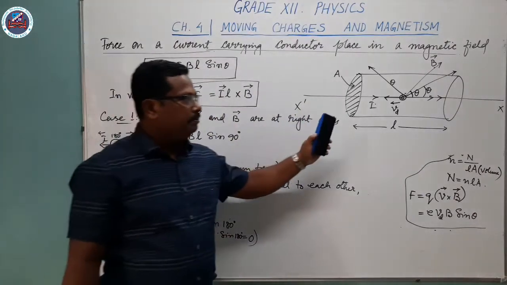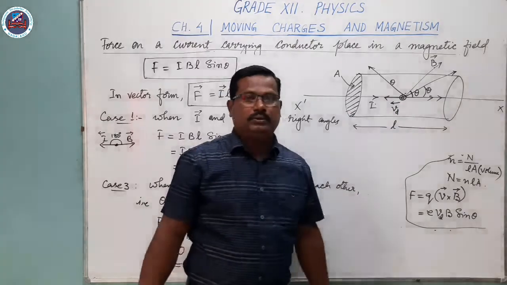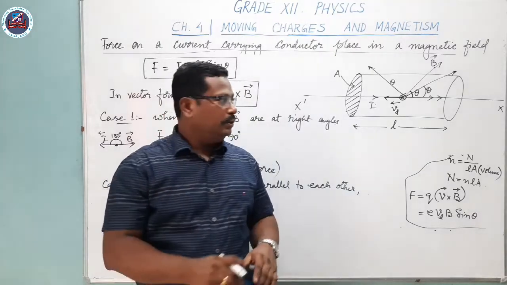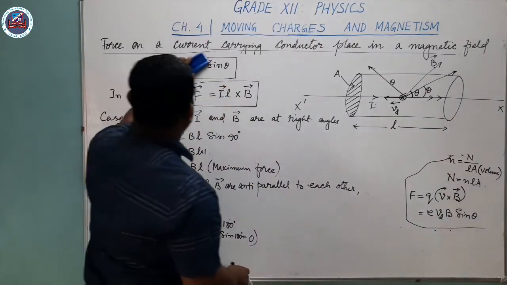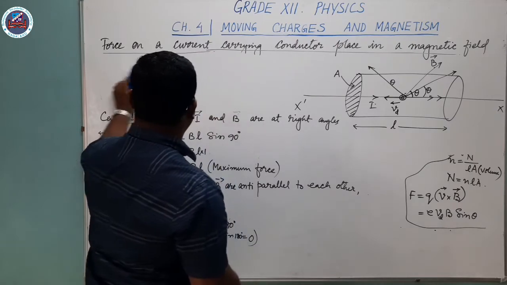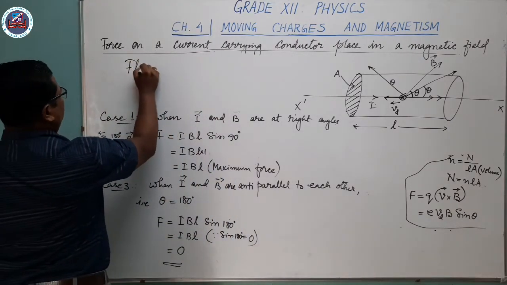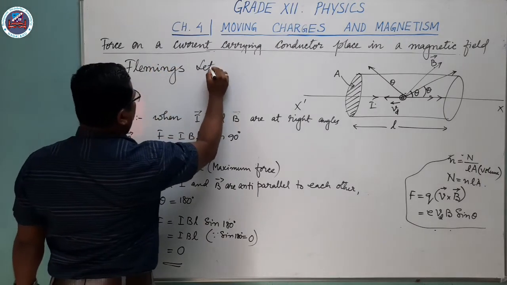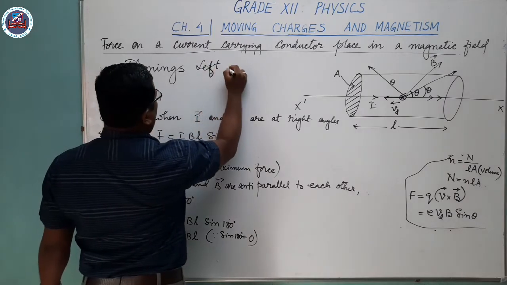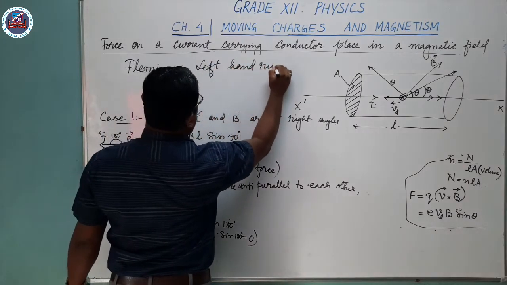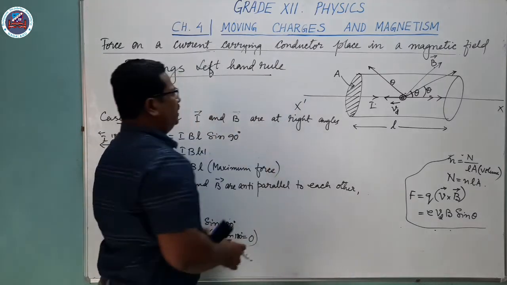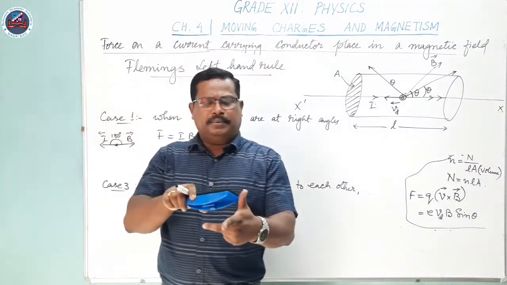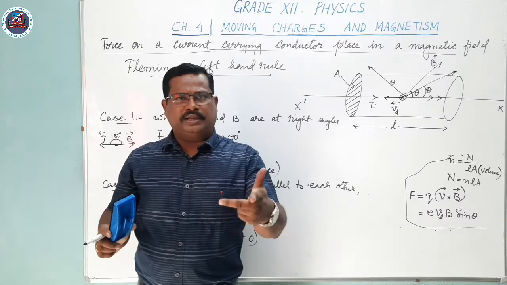Now, if a conductor placed in a magnetic field experiences force, then in which side will the conductor move? To know that, we use a rule called Fleming's left-hand rule. This one you have studied in grade 10 as well. Fleming's left-hand rule. This rule will tell you, practically when you do it, stretch your forefinger, the middle finger and the thumb at right angles to each other, mutually at right angles to each other.